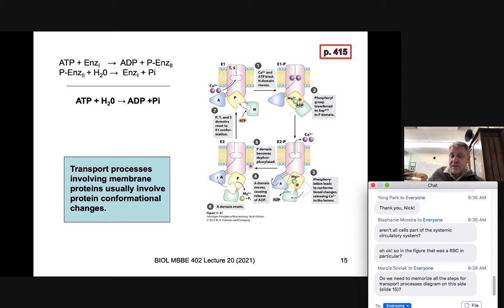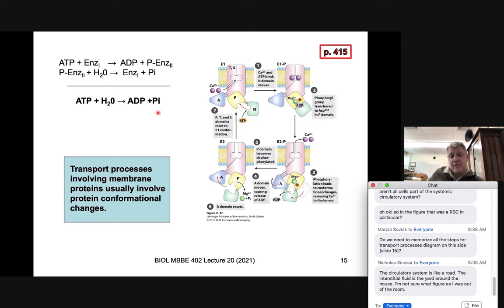And then we need to see that repriming again to allow E2 to be in a position to transition back to E1, by putting the individual domains in the right position to then accept more calcium ions. So again, we're now relinking phosphorylation and dephosphorylation to protein structural conformational changes, and in this case, the utilization of transporters to move calcium from one side of a membrane to another.